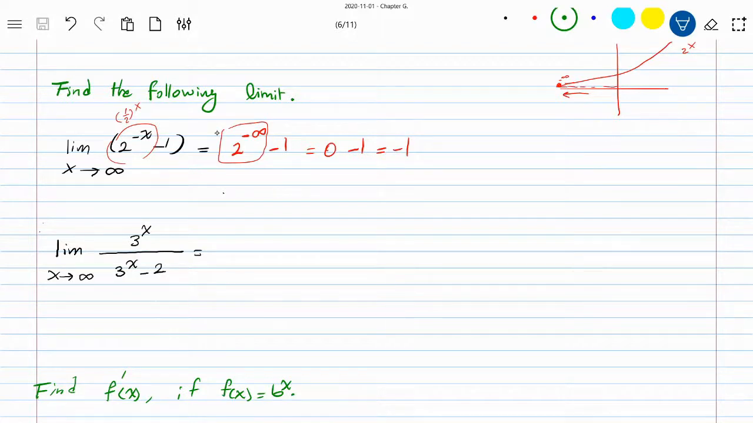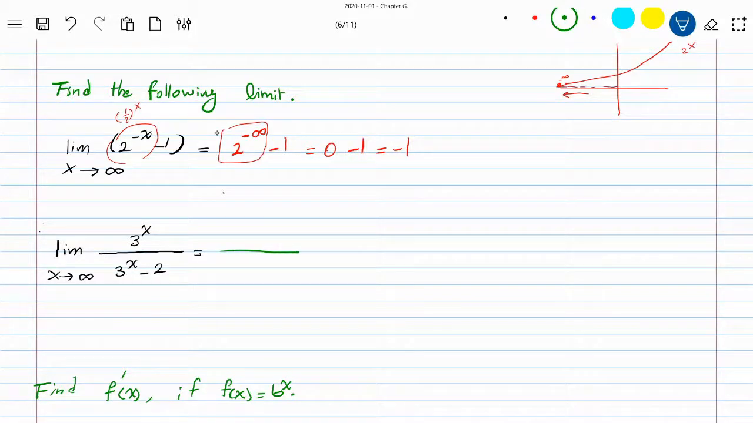What would you do in this case? If you replace x with infinity, what you get is infinity: 3 to the infinity divided by 3 to the infinity minus 2, which would be infinity over infinity. This is not possible to simplify. You cannot cancel out this and say 1. That's not true. So what you can do is use the idea that we had earlier on.